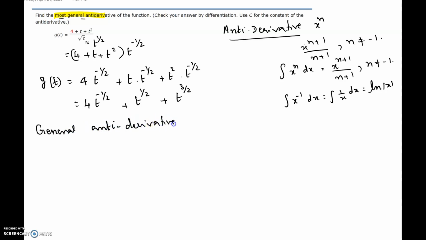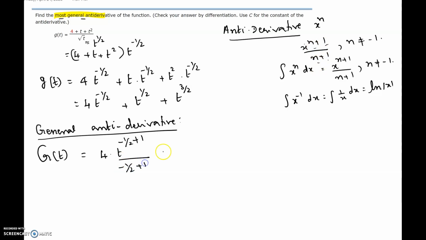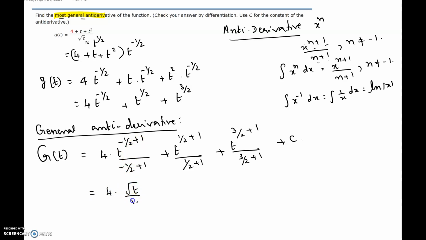Now the most general antiderivative, I'm going to call it uppercase G, is 4t to the negative 1 half plus 1 over negative 1 half plus 1, so it is exponent plus 1 over exponent plus 1, plus t to the 1 half plus 1 over 1 half plus 1, plus t to the 3 halves plus 1 over 3 halves plus 1, plus C. So it is 4 times t to the 1 half, which is the square root of t, divided by 1 half, plus t to the 3 halves divided by 3 halves, plus t to the 5 halves divided by 5 halves, plus C.